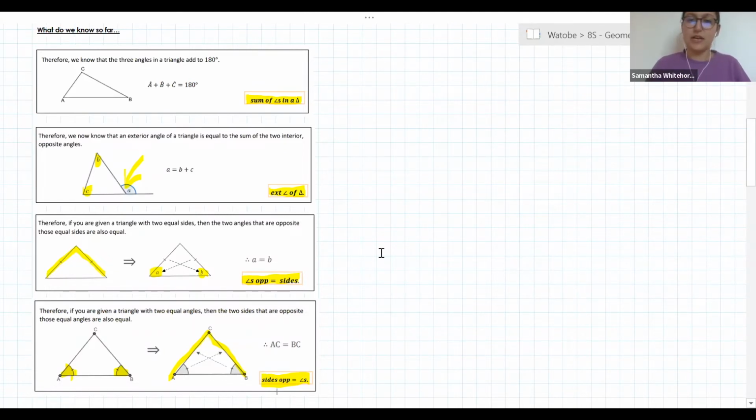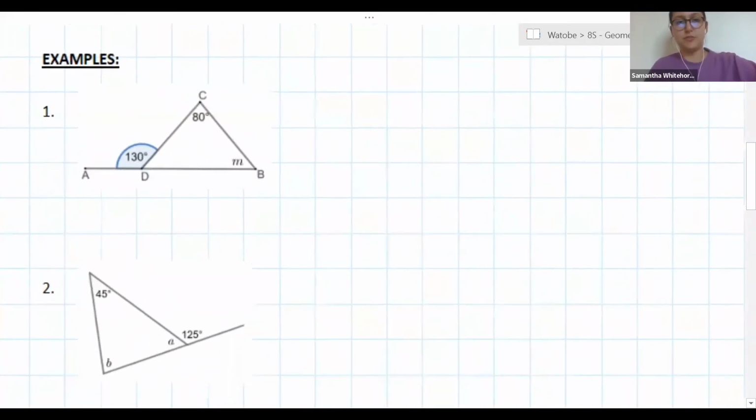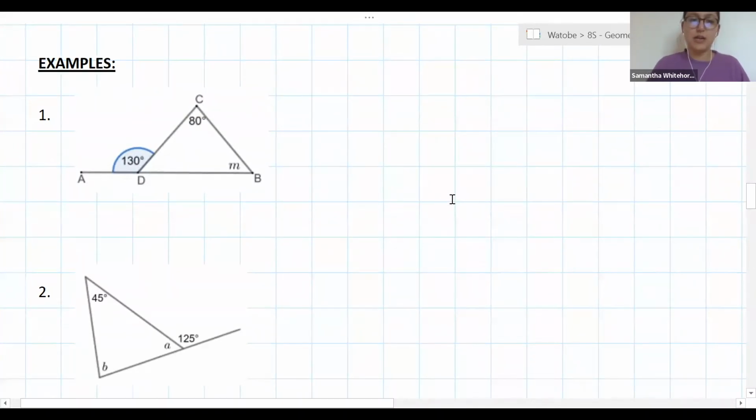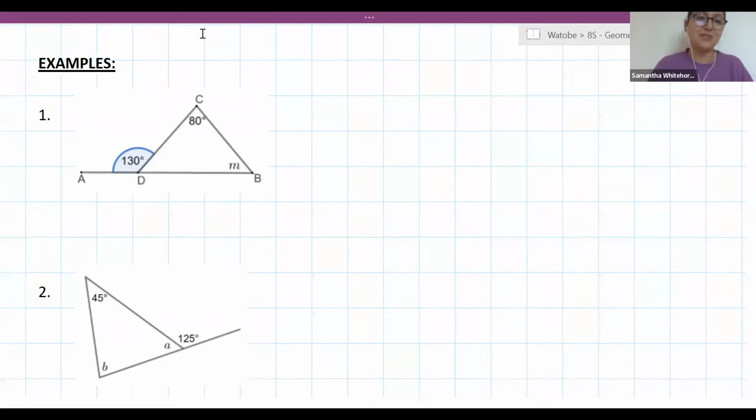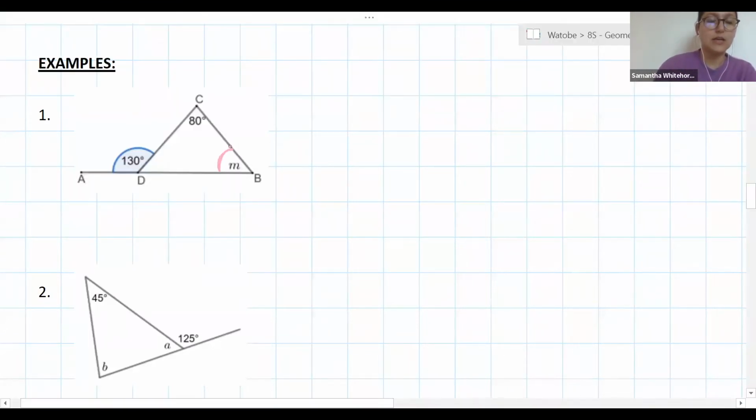Okay, guys, so let us have a look at some examples. I'm going to ask you to do the first 2 by yourselves because I know that you got it. I'll obviously give you some time to do it. In the first question, you are looking for the size of angle M. So angle M is this angle down here. In the second question, you're looking for A and you're looking for B. So remember, answers on the chat, number them correctly so that we know which one you're talking about. Give reasons for all of your answers.